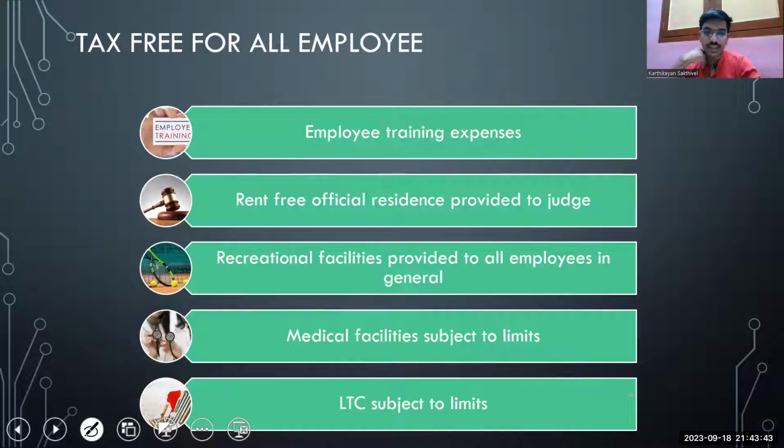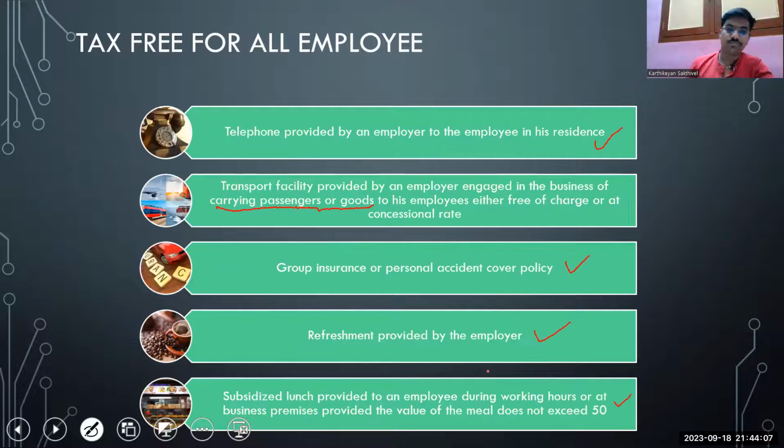Next is any employee training expenditure which is incurred by the employer is not taxable. Next is rent-free official residence provided to judges is not taxable. Recreational facilities which are provided to all the employees in general, not some specific employees. If it is provided to all the employees in general, then it is not taxable. Then medical facilities subject to limits and LTC subject to limits. These limits we'll just learn in the next slide.